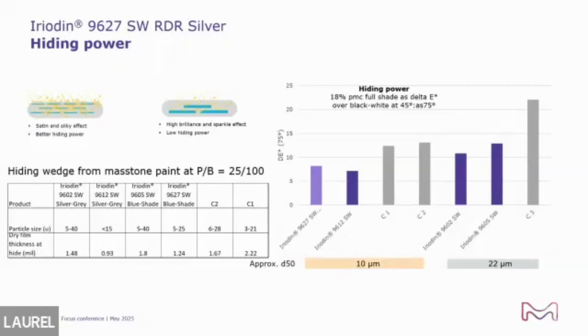This bar chart measures the hiding in a different way, the delta E over black over white. The smaller delta E means better hiding. That's where our German colleagues like to use this, so we put both there to give you an idea. You can still see the bigger particle size product has less hiding. Some of the gray bars are products on the market with similar purpose for radar applications. You can see the smaller particle size definitely hides better.